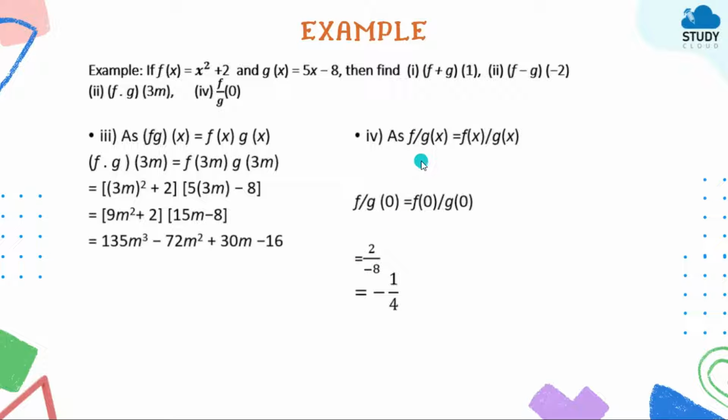Then we go on to the division now. (f upon g) of x means f(x) divided by g(x). (f upon g) of 0 means f(0) upon g(0). In place of x now we will put 0. So 0 plus 2 is 2. And in place of x put 0. 5 zeros are 0. Minus 8 is minus 8. So 2 upon minus 8, you can reduce it to minus 1 upon 4.